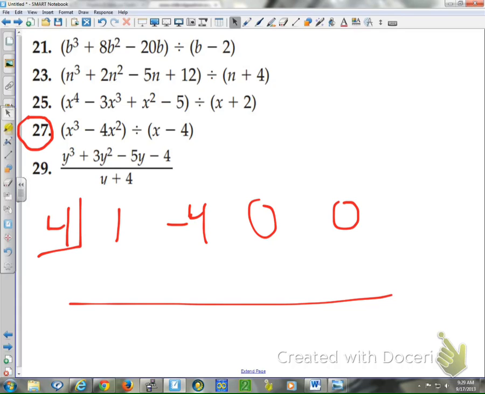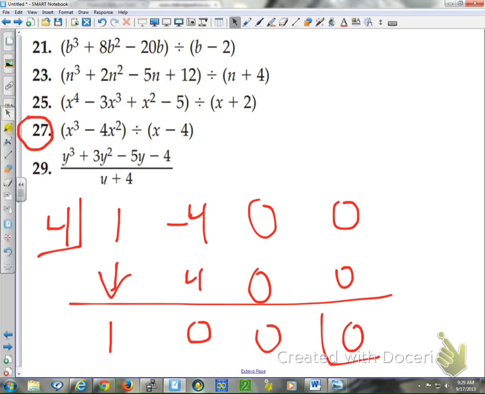I was going to say, would it come out the same if you didn't add the zeros? When you multiply zero, it wouldn't come out the same. And they won't line up as well. All right, so drop the 1, multiply, add, multiply, add, multiply, add. Wow, zero remainder and a whole lot of zeros.